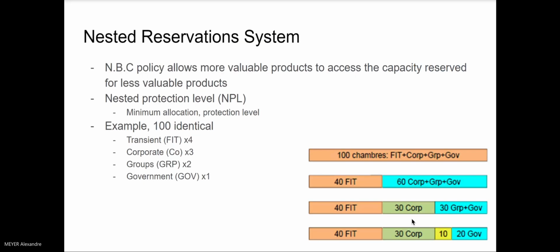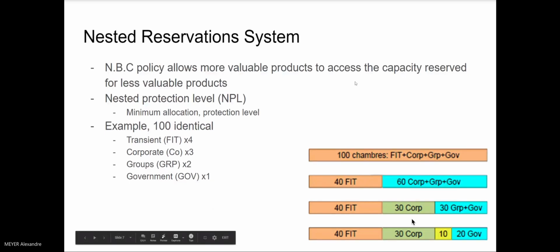So a nested reservation system, a nested booking control policy, essentially allows more valuable products to access the capacity reserved for less valuable products. Well, essentially, the graph or the little image on the bottom right will provide a more visual representation of that. But essentially, you have a minimum allocation for a given level. So here, for example, assume that there are 100 identical rooms in a hotel, and your transient customers pay 4 times more on average than the government. The groups pay twice as much as the government, and the corporate pay 3 times as much as the government.